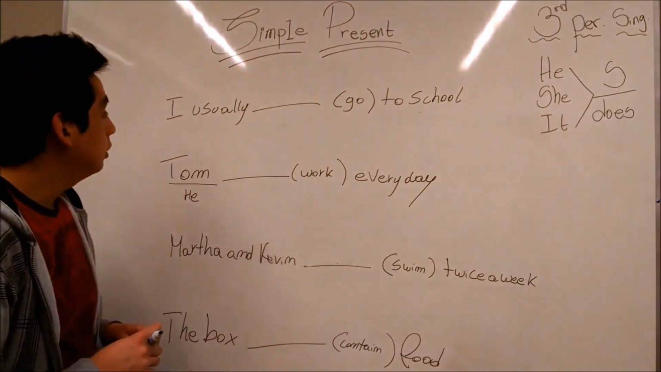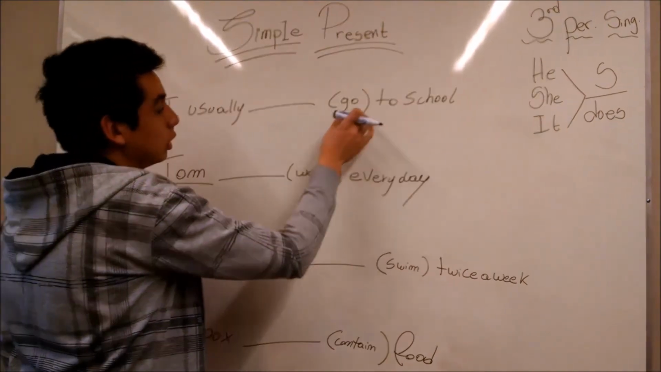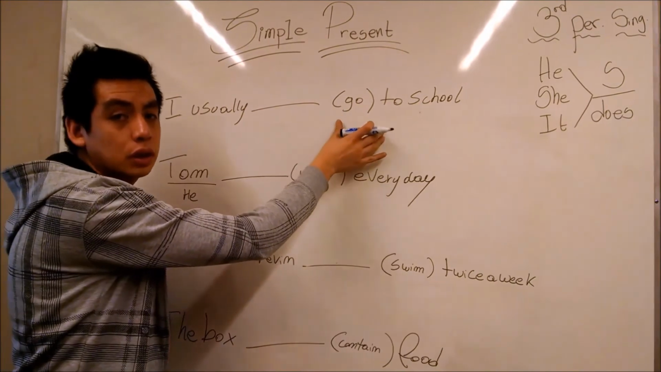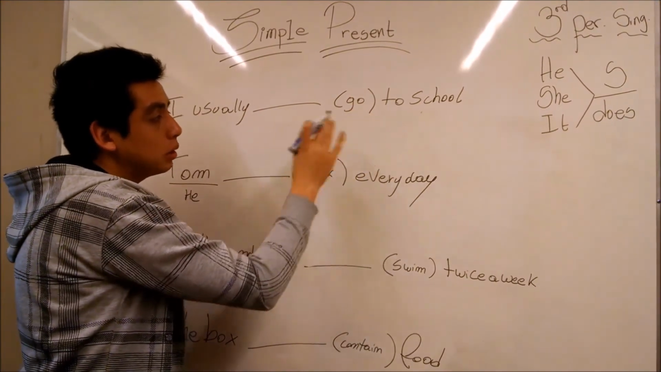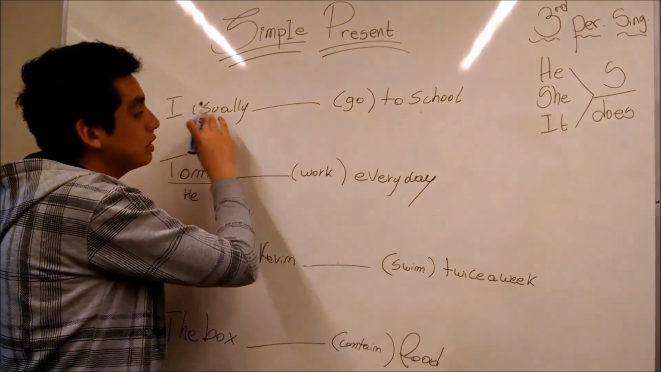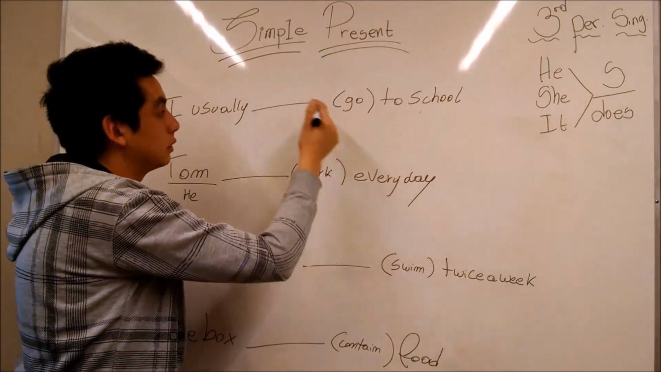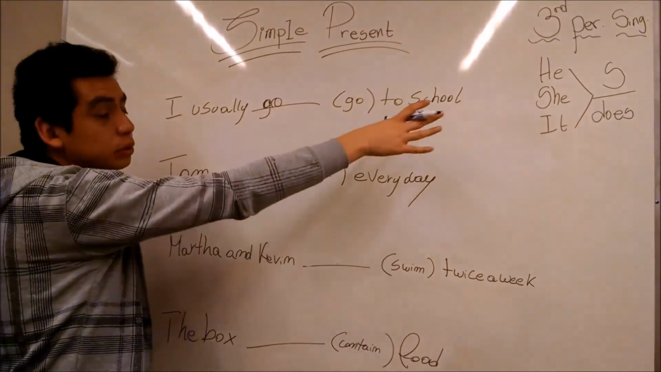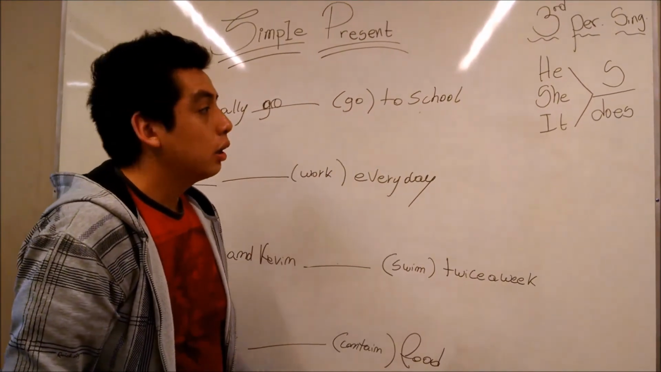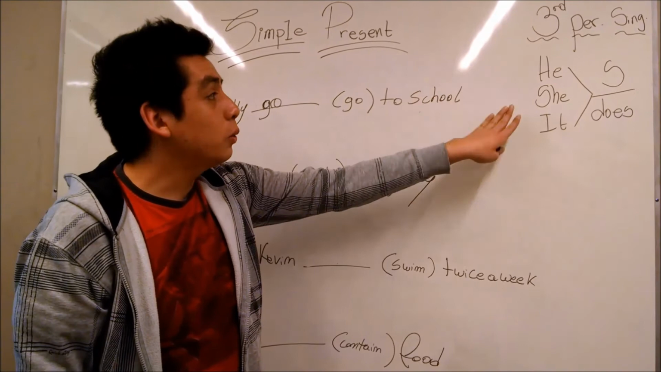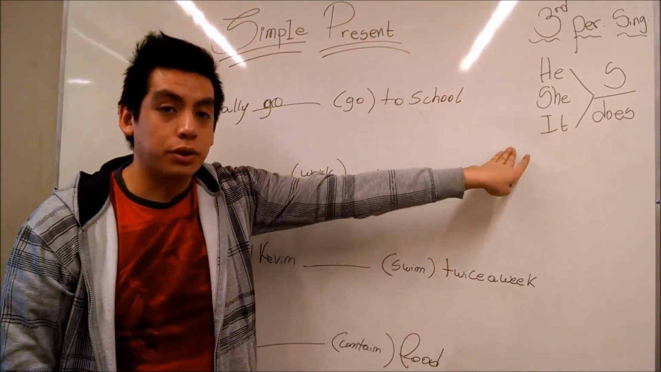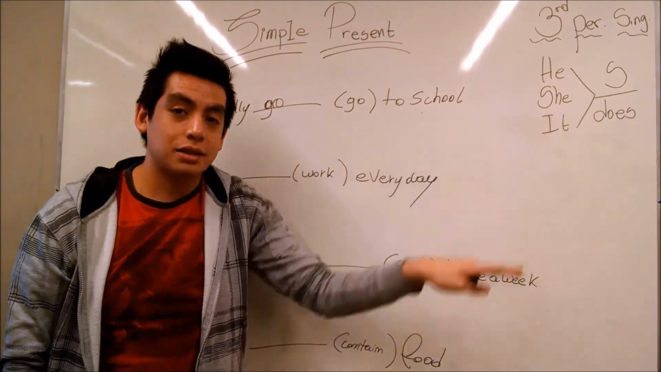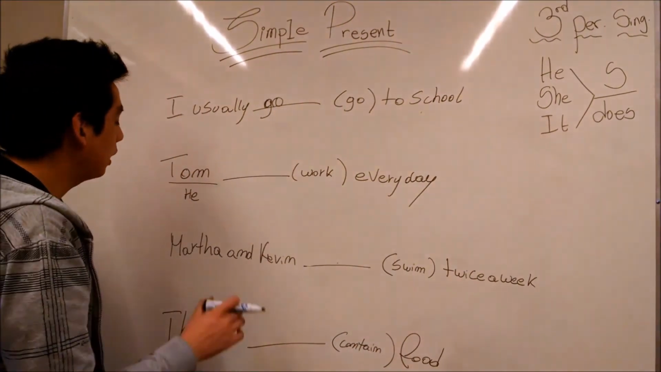Okay, so now we're going to see some exercises about simple present. Okay, in this case we have: I usually to school. In this case we have to use the verb go. The go doesn't go with a not, for example, so this is an affirmative sentence. So we just put go because I doesn't belong to the third person singular. Remember that always when a subject belongs to the third person singular, we have to put an s or es at the end of our verb.